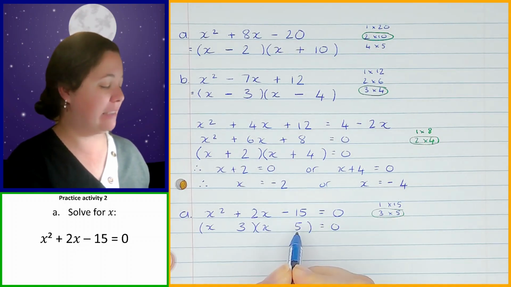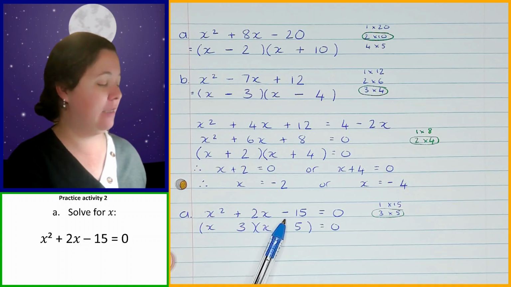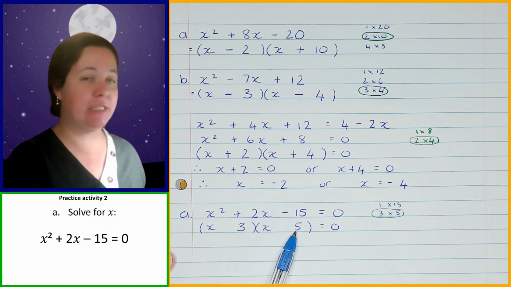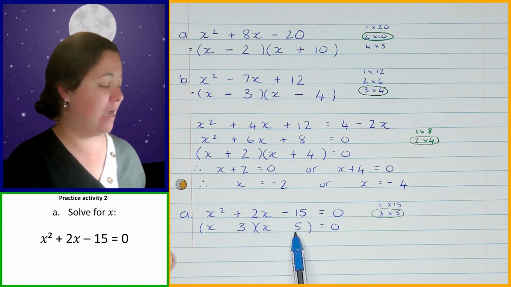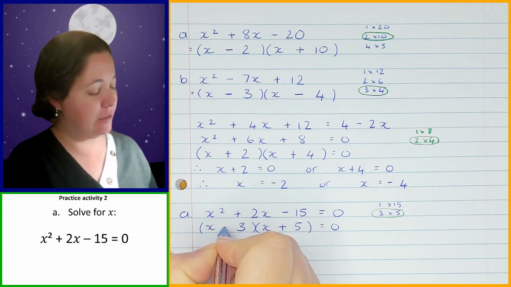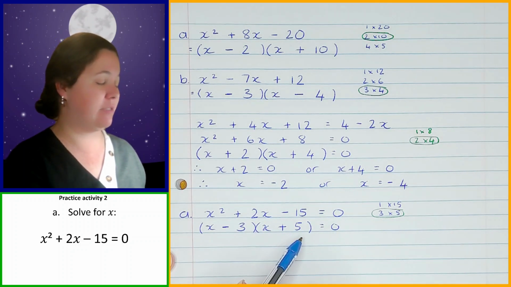Then once I've done that, I need to go and sort out my signs. Now because this is a negative over here, I'm going to have different signs in my two brackets, and the bigger number is going to get the sign of the middle term. So the 5 is going to be positive, and then the other bracket is going to get the opposite sign, so it's going to be minus. So I've got x minus 3 times x plus 5 equal to 0.